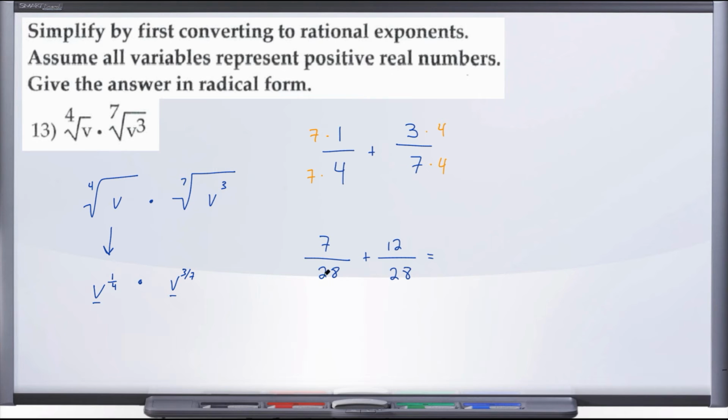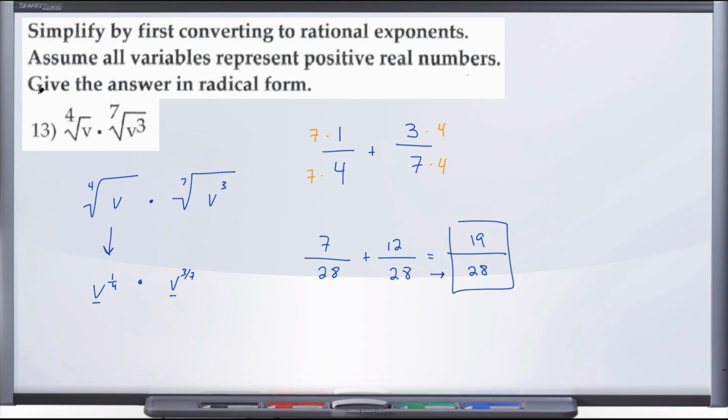And so now that we have a common denominator, that common denominator can simply move over, and that allows us now to perform the indicated operation with our numerators. So 7 plus 12, well, that gives us 19. This cannot be reduced, so we're going to go ahead and stick with 19 over 28. If you could reduce this, definitely go ahead and try to reduce.